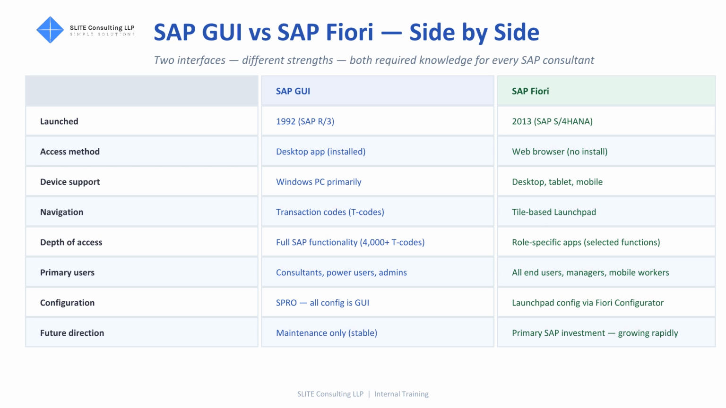SAP Fiori was launched in 2013 and runs in any web browser with no installation. It provides role-specific access to a curated set of apps. It is designed for end users, the employees who use SAP to do their jobs, not to configure or extend it. SAP's primary UX investment since S/4HANA has been in Fiori: new features, new apps, and new AI capabilities like Joule, all surface first in Fiori.